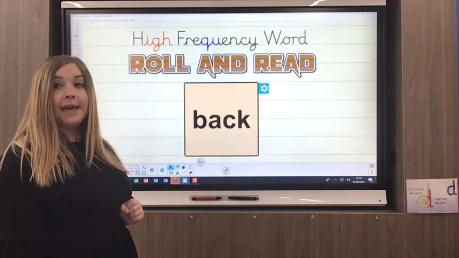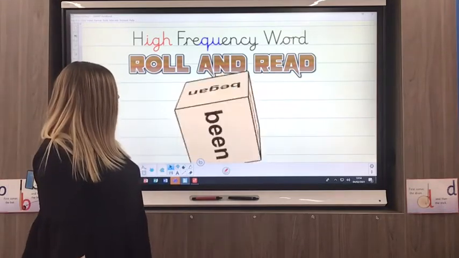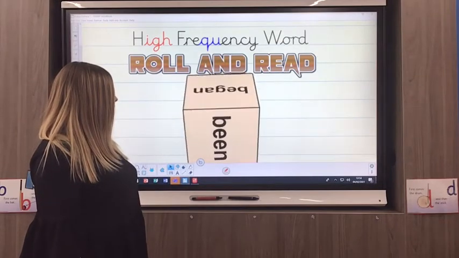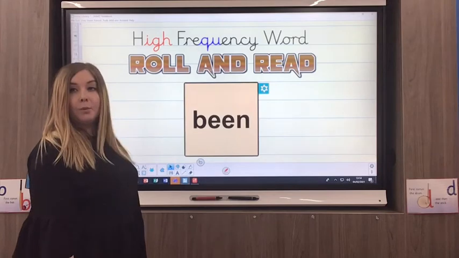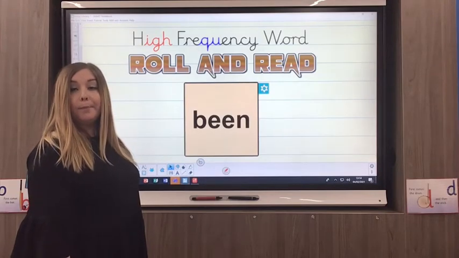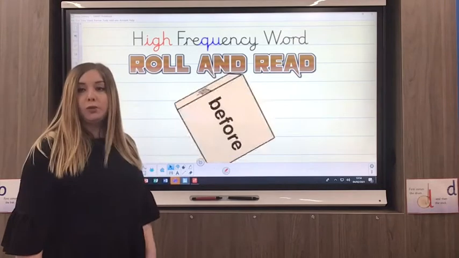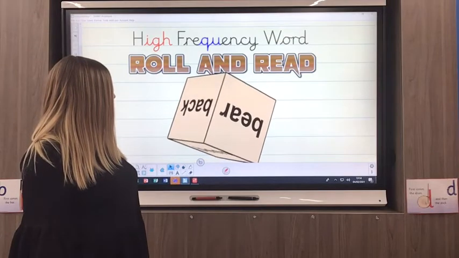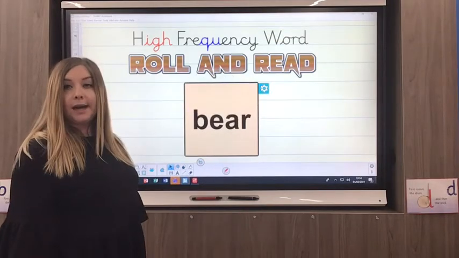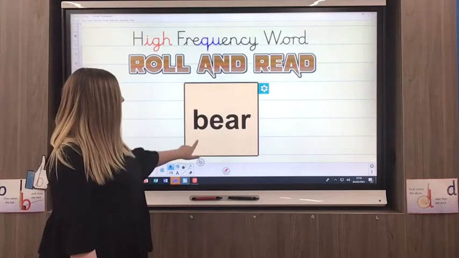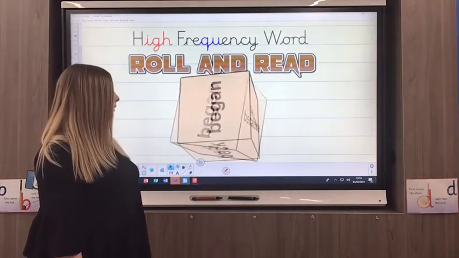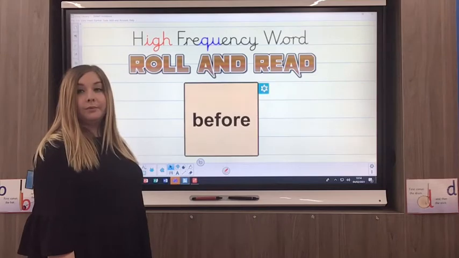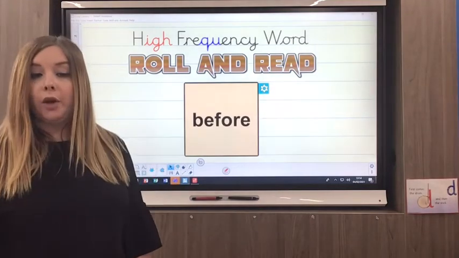You've had this one already. Back. What about this one? Bean. Brilliant. I think we'll roll two more times. What does that one say? Bear. Well done. And finally then. Before. Brilliant. Well done. Year four.